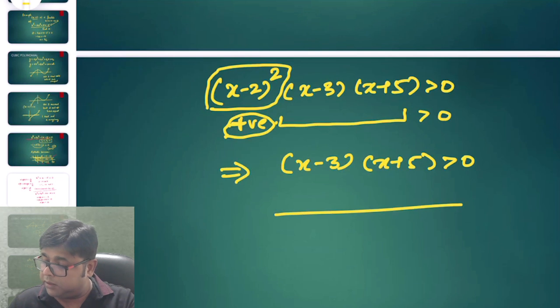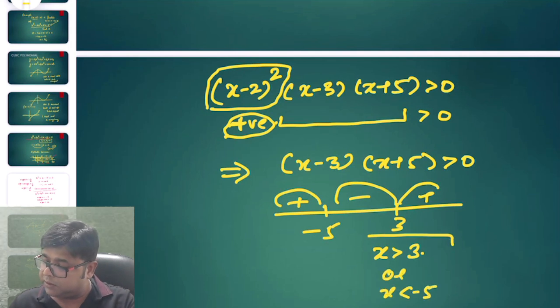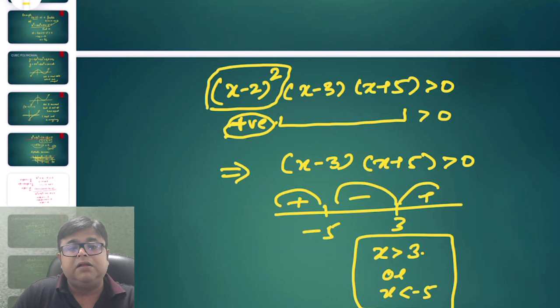So what I'm going to do is, my roots are 3 and -5, so plus, minus, plus, as I've told you in the earlier chapters. I'm looking for positive value, so x is greater than 3 or x less than -5. So this becomes my answer. So if you have an even power on a factor, you can remove it.